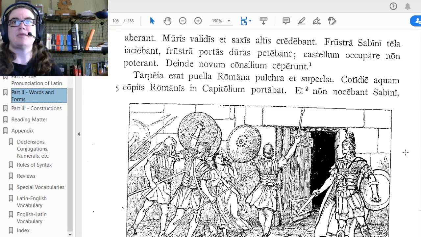In vain, the Sabines were tossing weapons. Iaciebant, throwing weapons. Spears, presumably. And in vain, they were seeking the harsh doors. So peto means to seek, but it can also mean to kind of attack, because everything in Latin can also mean attack. Well, if you seek something, you might be there to seek it for killing it.